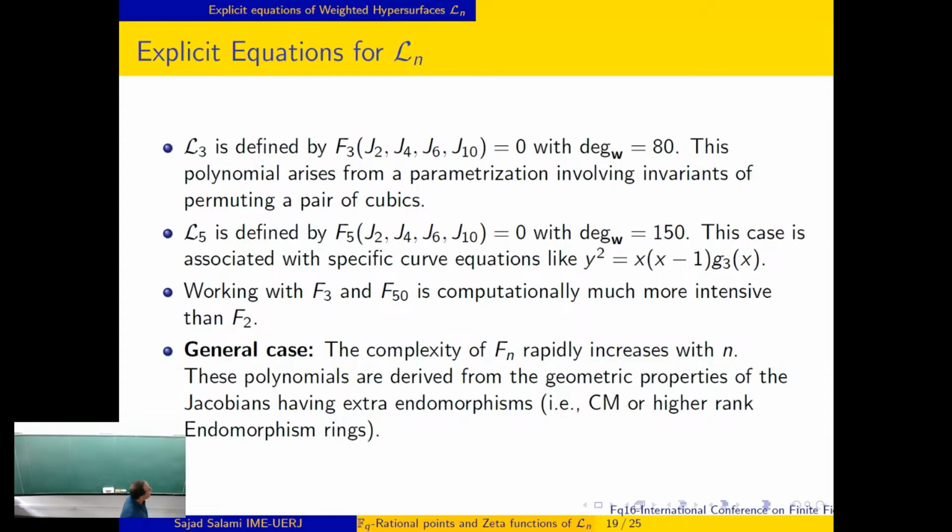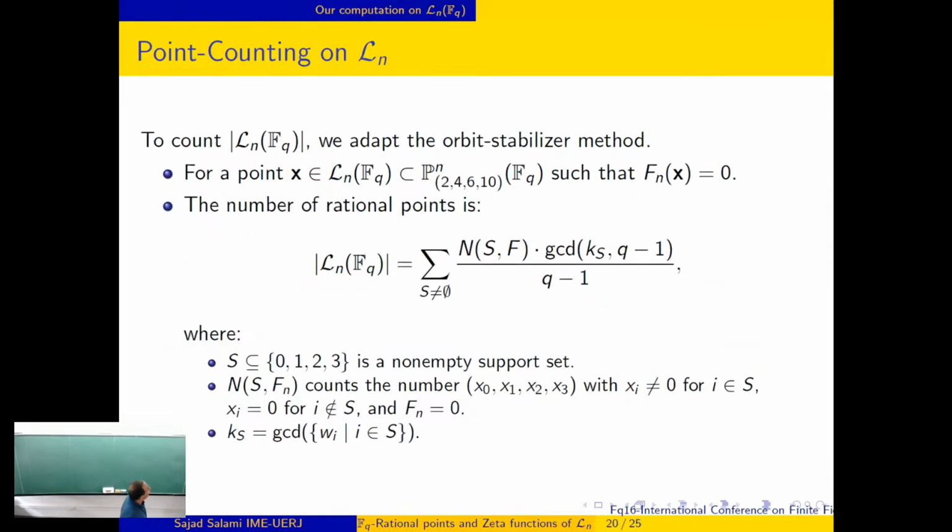So computationally, working with these polynomials is very fancy. But we did a computation for F2 and F3 in the paper. So for today, I prepared some slides in the case of F2. Here we have this formula for finding the F_q rational points. We suppose that S is a subset of the indices 0 to 3, and this is the number of indices that have x_i nonzero for all i integers.